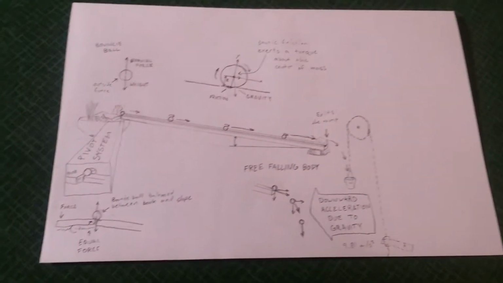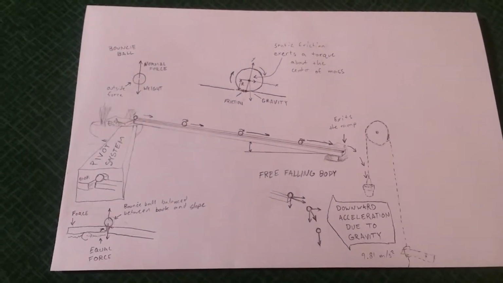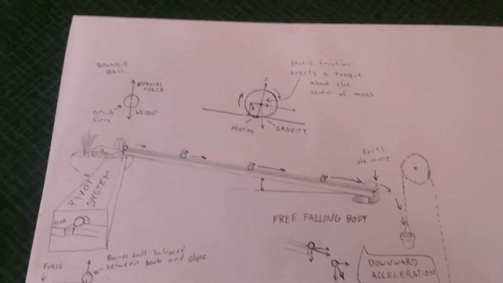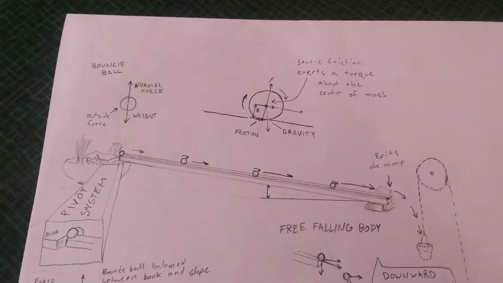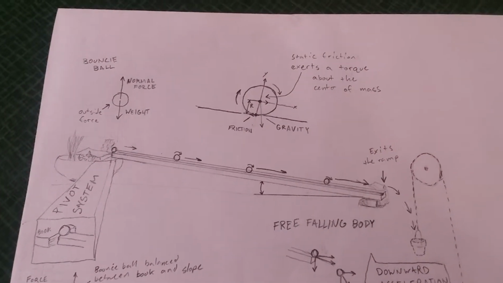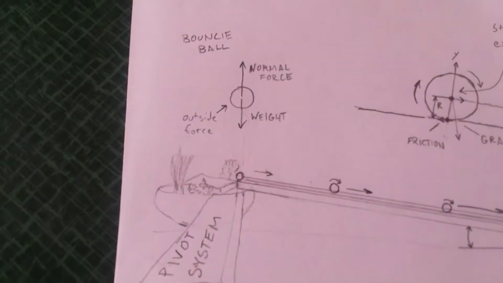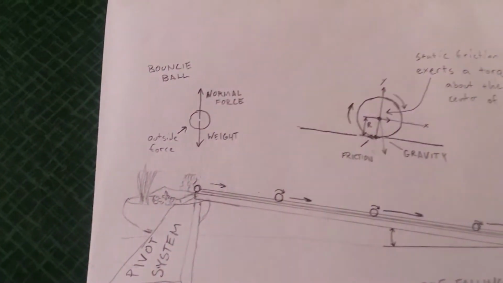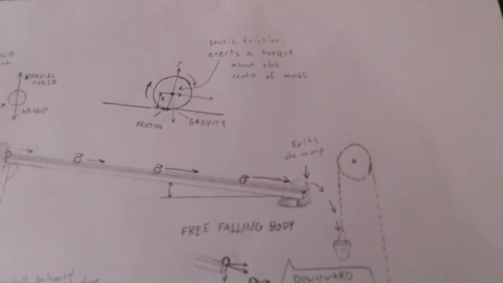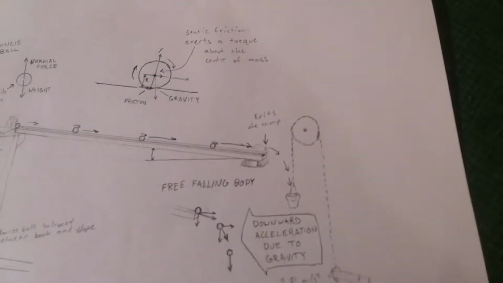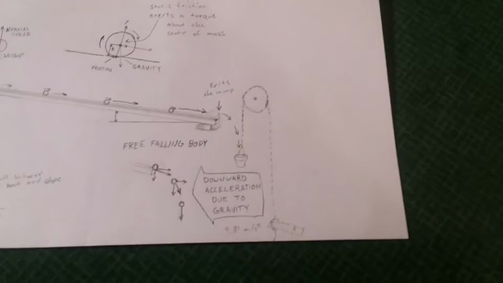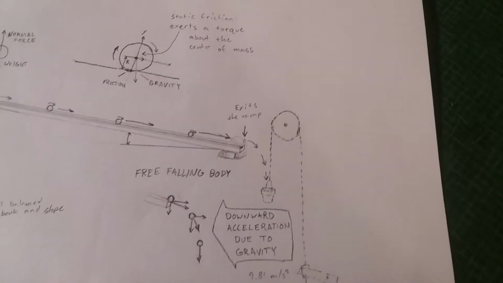Alright, so I made a drawing of the apparatus. See the ramp there, and right there will be the book pivot system, and then at the end it becomes a free-falling body, and then it falls into the next stage, which is this pulley system here.